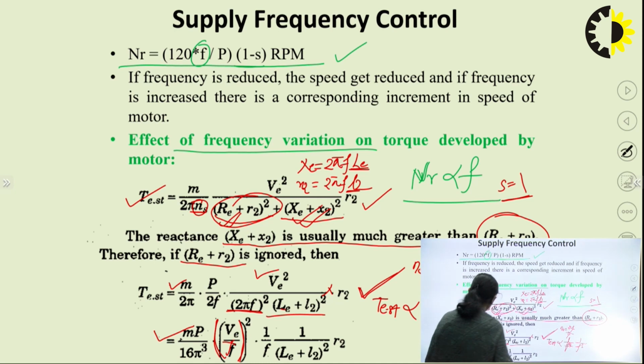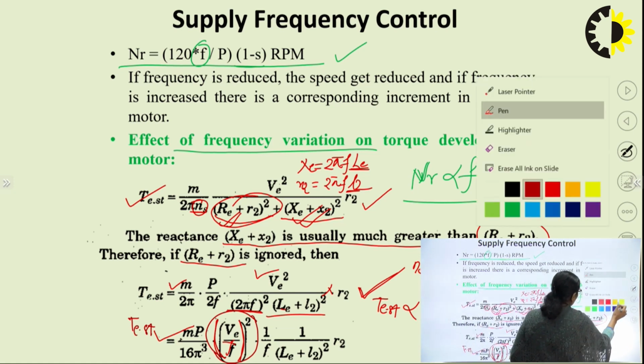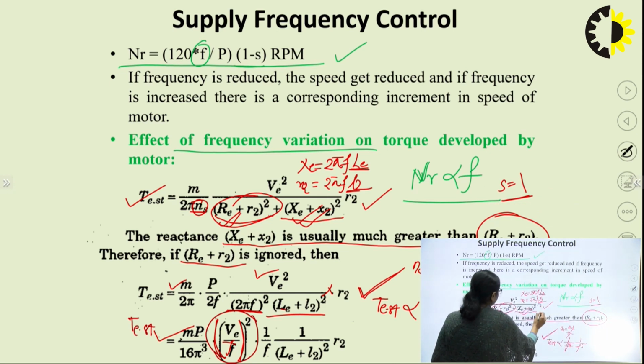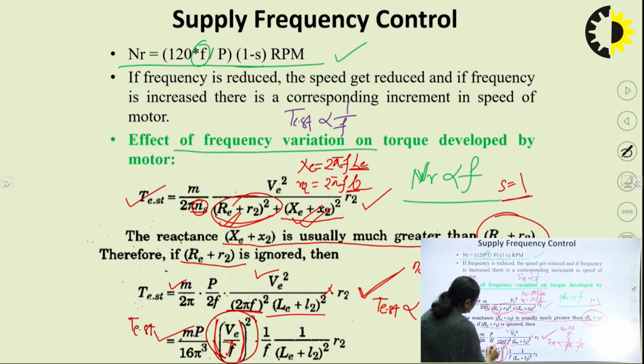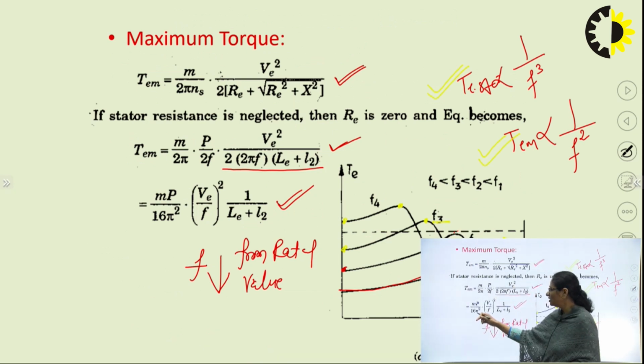Now here, the starting torque developed by the motor was proportional to this, right? Now from here, what I can see, I am maintaining V by F ratio constant. So, with this constant, I can now write that the starting torque is going to be proportional to 1 by F, because the V by F term is now constant, right? Now further, in the similar manner, let us see the effect on the maximum torque.